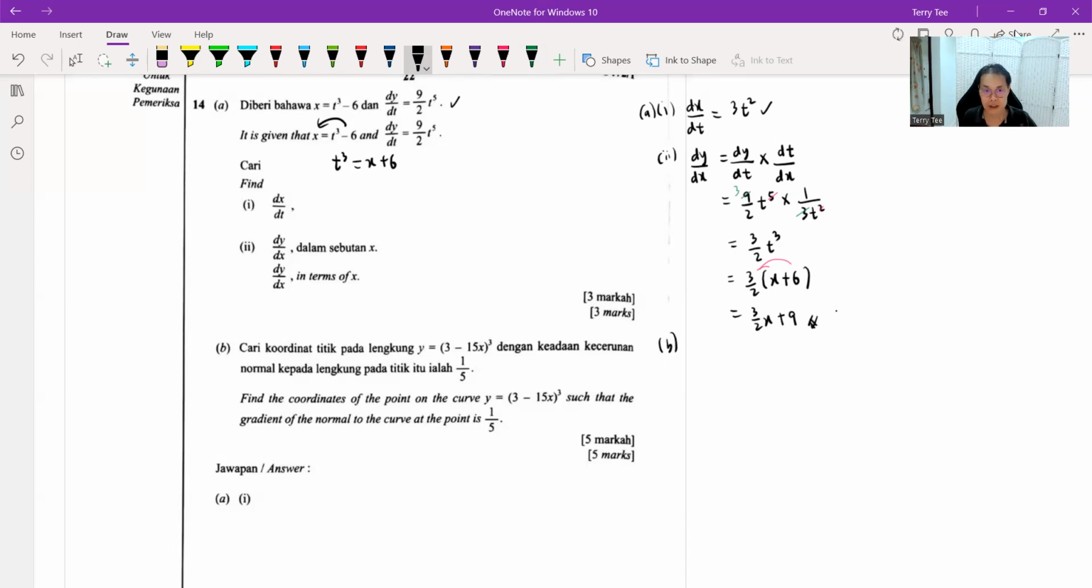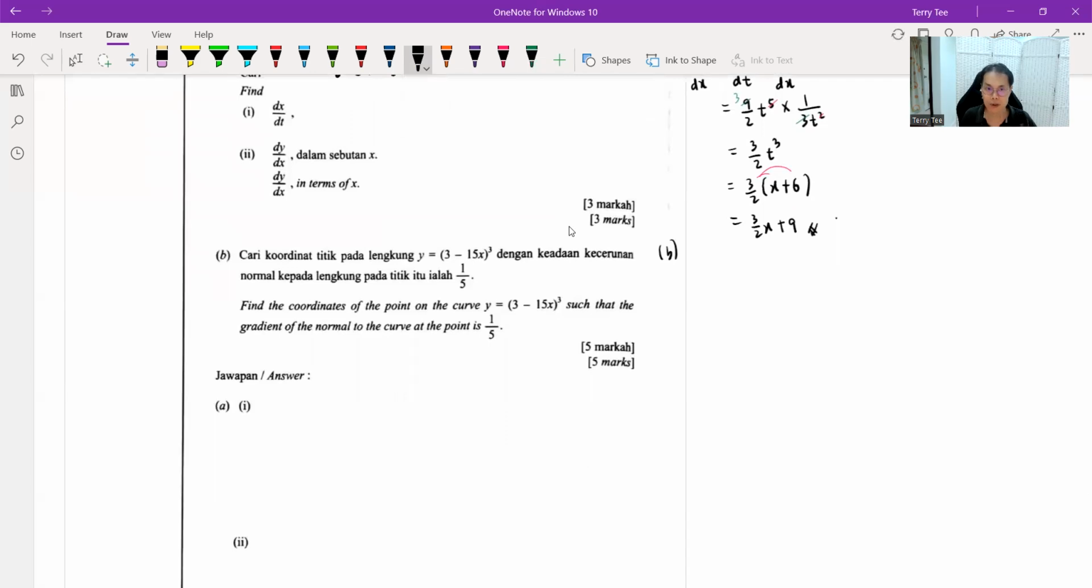Okay, part B, I'm going to do it over here. You're finding a coordinate of a point on this curve such that the gradient of normal is 1 over 5. So in a linear law question we did just now, we also have 2 lines as perpendicular, right? We know when you differentiate dy/dx, what we're getting is gradient of tangent. So here you're getting a normal. So tangent times normal, we know is -1.